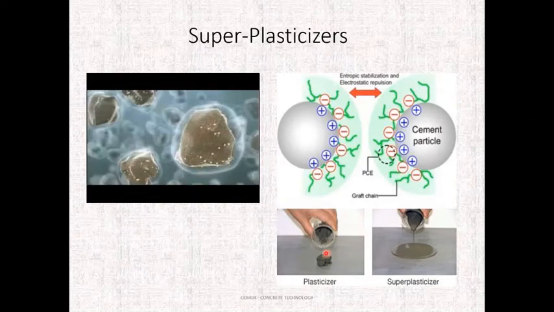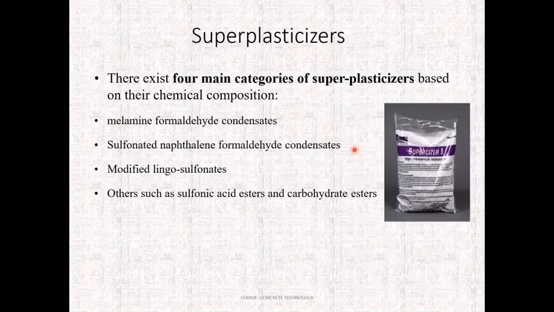This slide shows the effect of the superplasticizers. Here we can see the concrete is in some plastic state. Here we can see the effect of the superplasticizers. It is mainly due to the dispersion effect. The commonly available superplasticizers are melamine formaldehyde condensate, modified lignosulfonate, and other sulfonic acid esters and carbohydrate esters.